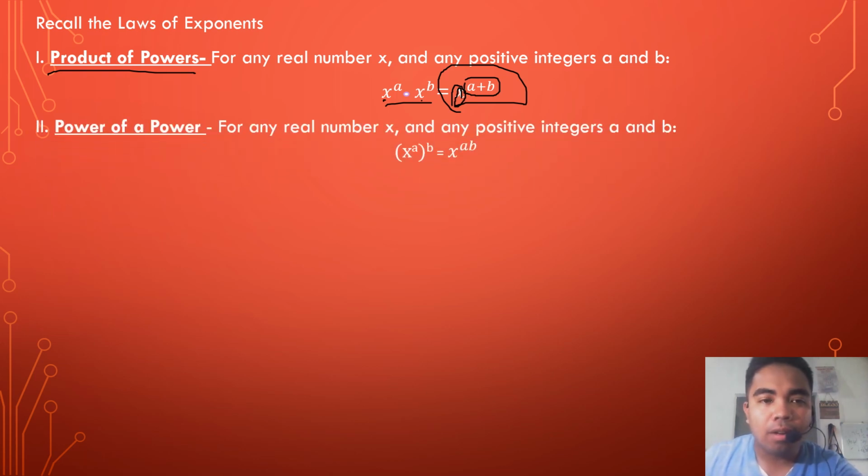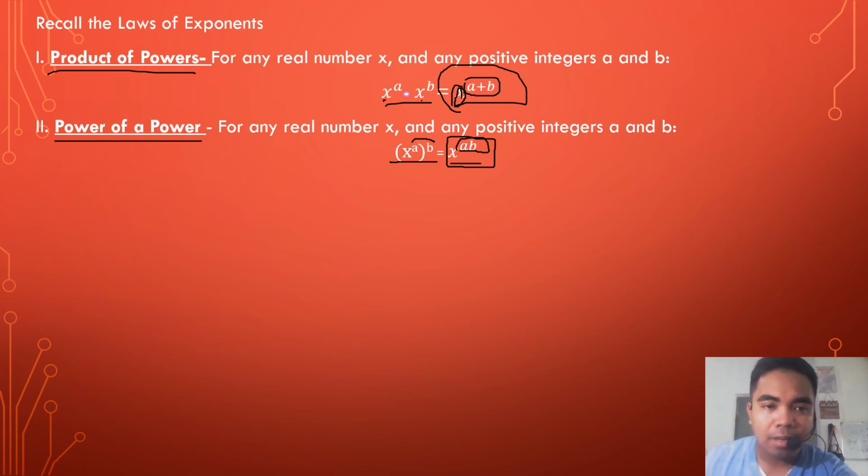The second one is the power of a power. For any real number x and any positive integers a and b, we have x raised to a, raised to b, is equal to x raised to ab, or a times b. Dito naman sa power of a power, ang gagawin natin is we're going to distribute b to a. Pag sinabing distribute, we're going to multiply b to a. So that's why a times b is equal to ab. So we have now our answer, which is x raised to ab.